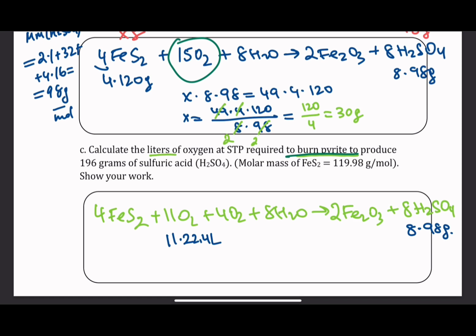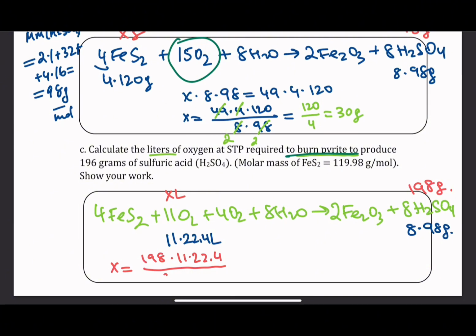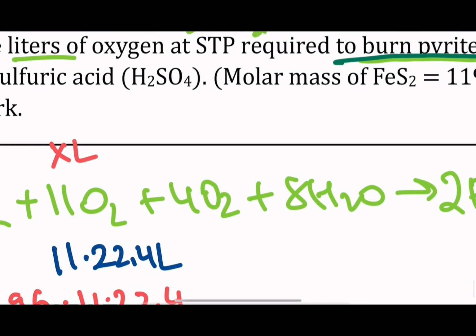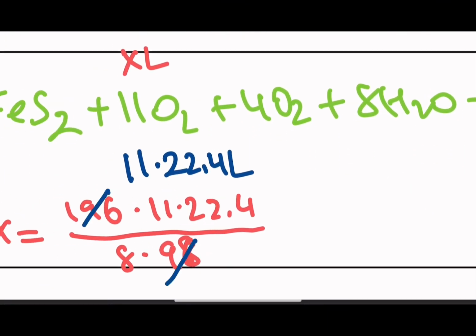And it's asking us to find the x liters in here, and it tells us what if you're given 198 gram of this. So again, you do cross multiplication. X would be equal to 198 multiplied by 11 times 22.4 divided by 8 times 98. Now this one was 96. I made the mistake. So this is 96. We know that in here 196 and 98 cancel out.